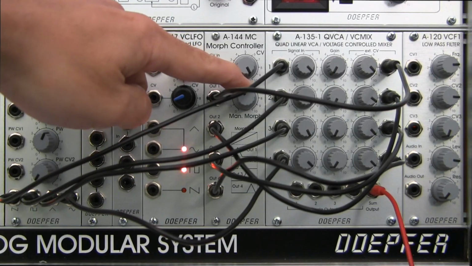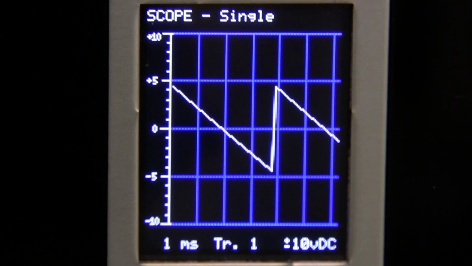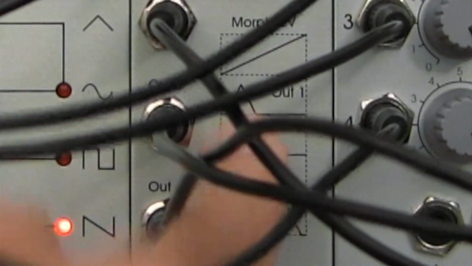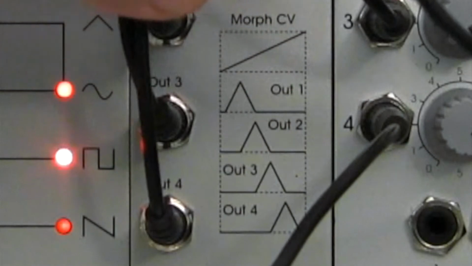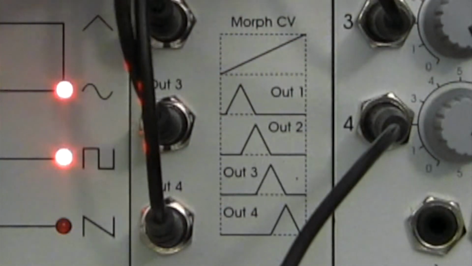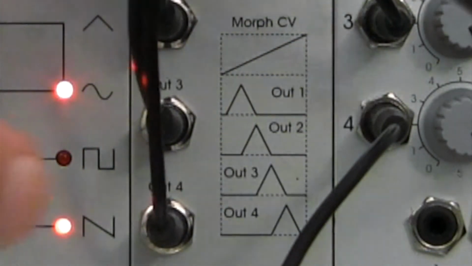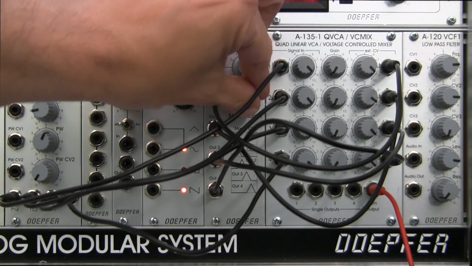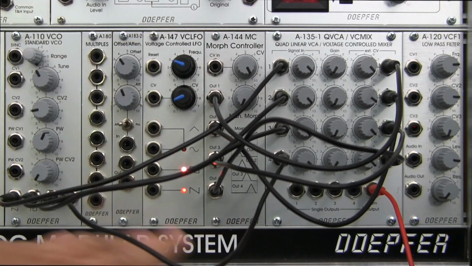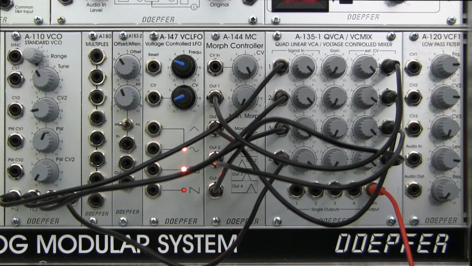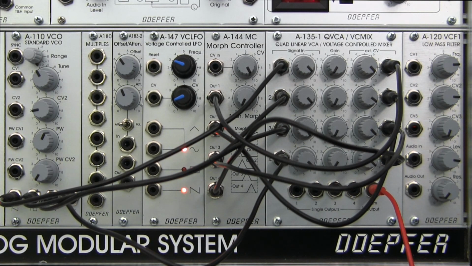And then if I go a little further, we can see our saw wave. So now we know that we're over here. Sorry, forgot that was blocking you. Now we're over at number 1. Okay, and then we go all the way to the back. And of course now everything is turned back down. So that's the basic idea of the morphing.